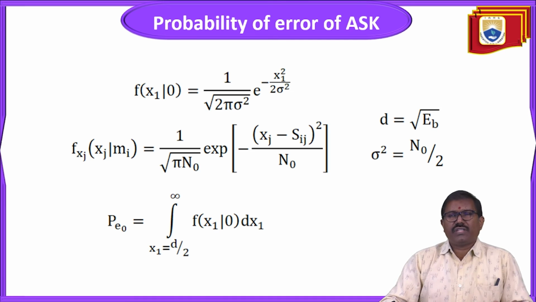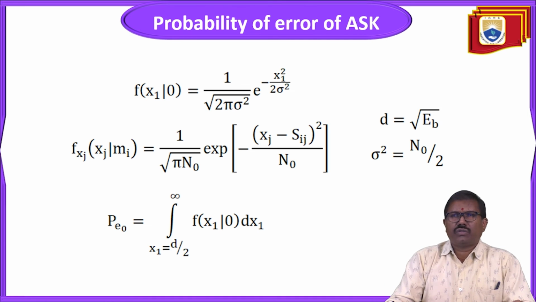So here also the procedure is the same. We take the maximum likelihood function, that is f of x1 conditional on 0, which is equal to 1 by square root of 2 pi sigma square, exponential of minus x1 square by 2 sigma square. So sigma square is nothing but N0 by 2, whereas previously we directly used this N0 by 2, but here we take it as sigma square.